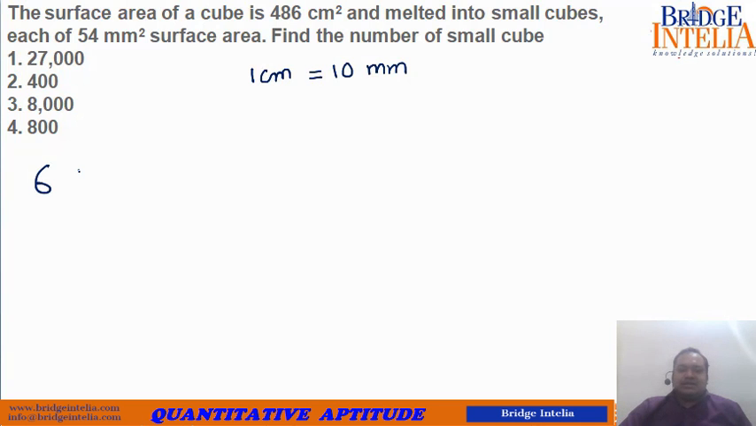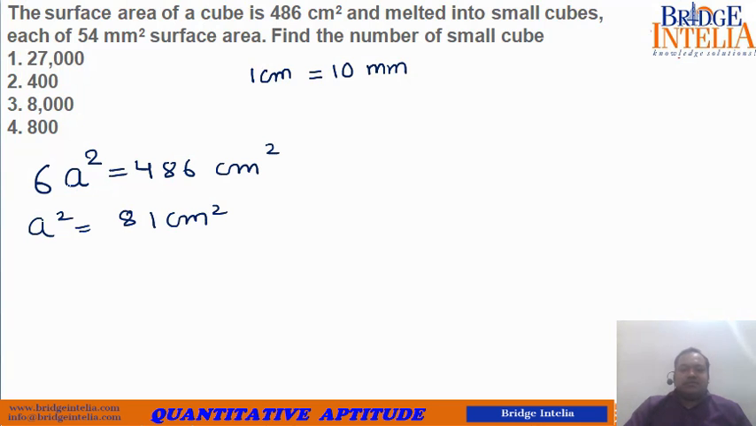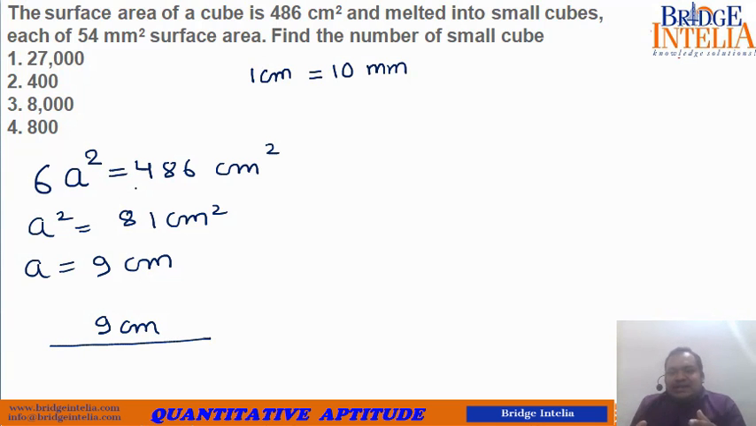That means 6a square must be equal to 486 centimeter square. So from here you can find that a square is equal to 81 centimeter square. If you take this 6 to that side and divide, from here a is equal to 9 centimeter. So the original cube has one edge of 9 centimeter length. Then it was melted and recast into smaller cubes.